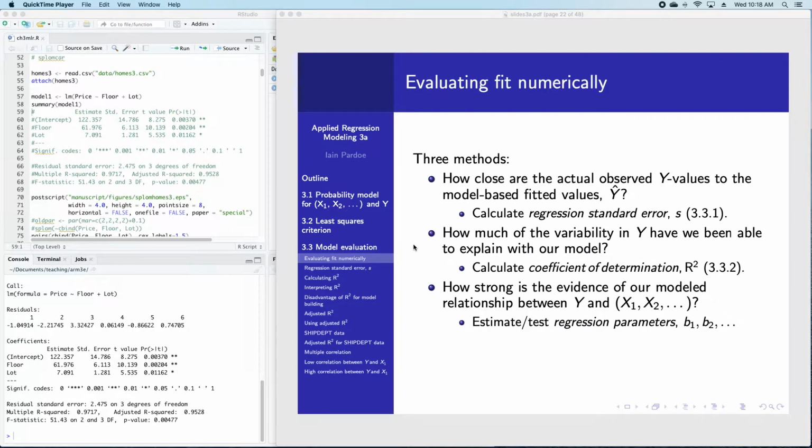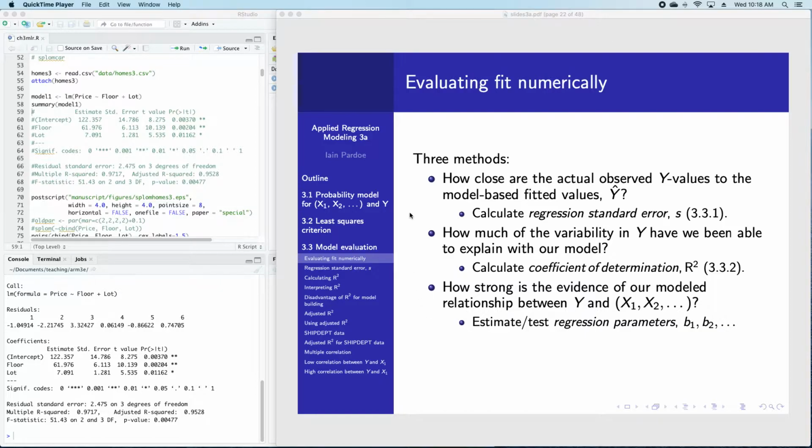And then finally, we're going to think about the strength of the evidence of our modeled relationship between y and the predictors, x1, x2, all the way up to xk. So we're going to think about estimating and testing those regression parameters, b1, b2, and so on. These are the parameters that multiply the predictors, x1, x2, and so on.